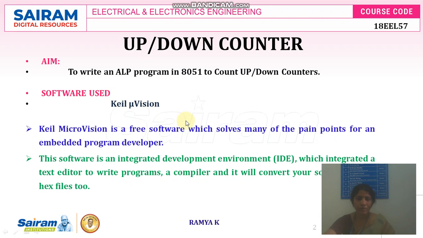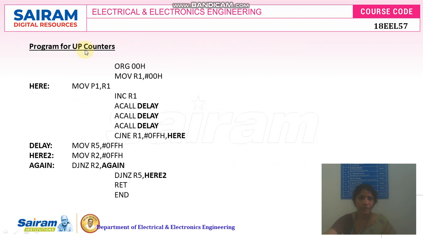Software used is Keil MicroVision. The program for up counter. Initially you are going to start it with 00H, and up counter means 0, 1, 2, 3, 4, 5, 6, 7, 8. So likewise it has to count. I am going to give the initial value as 00. So here the counter starts to count from 00 and ends with FF.